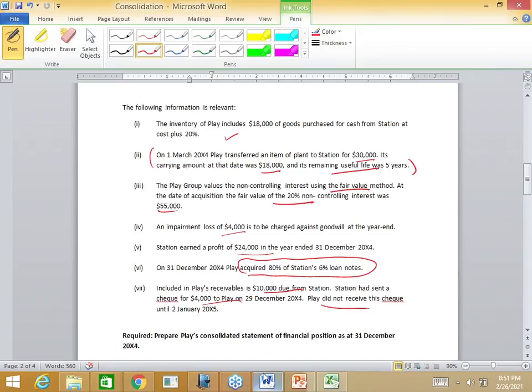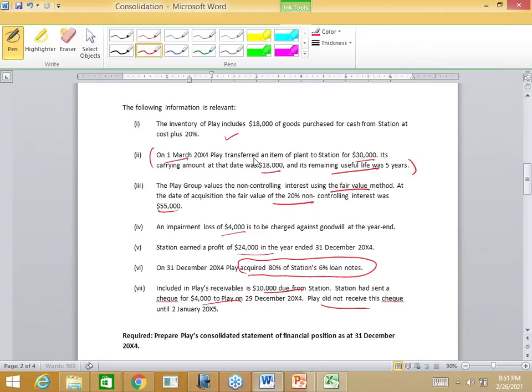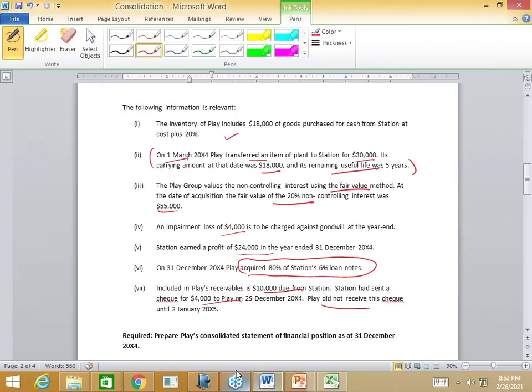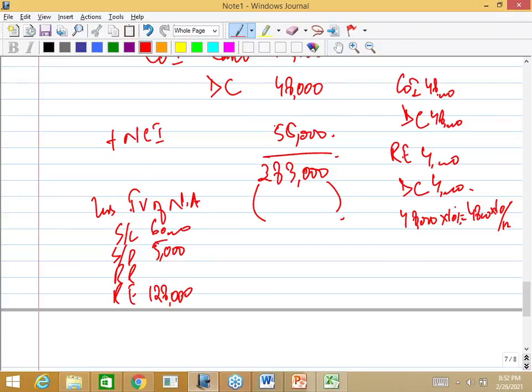And then you need to make an adjustment for this part of the question as well, because it occurred at the date of acquisition. So they have booked a profit of 12,000. So that profit should be adjusted from here.